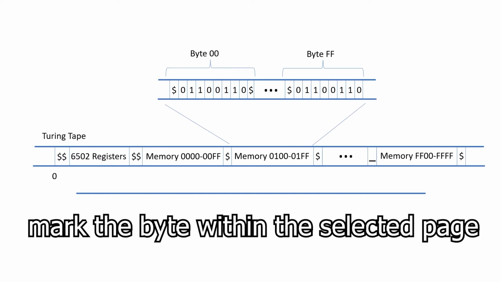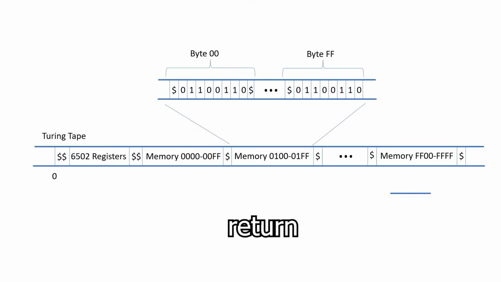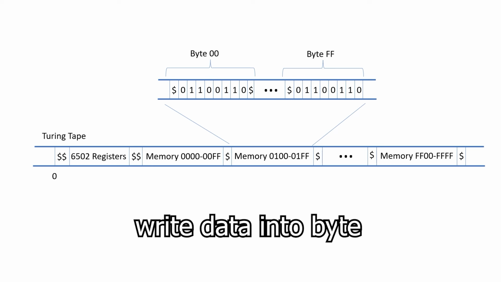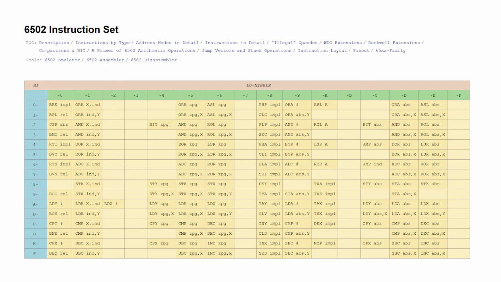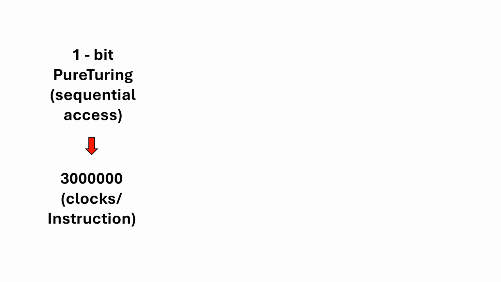Add another 1 million to mark the byte within the FF00 page, then yet another million to transfer the write data. We're up to 3 million clocks so far, and that doesn't even include the instruction fetch in the first place, which may take just as many clocks. In fact, on average, for Apple II Pac-Man, each 6502 instruction required about 3 million clock cycles.